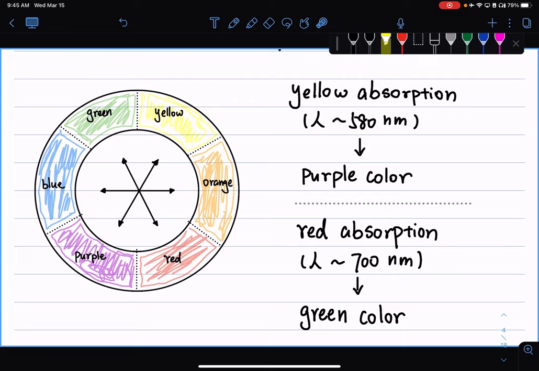Likewise, imagine a molecule absorbs blue. What would the color of that solution be? Blue is being absorbed, so what we see is an orange color. We always see the complementary color.